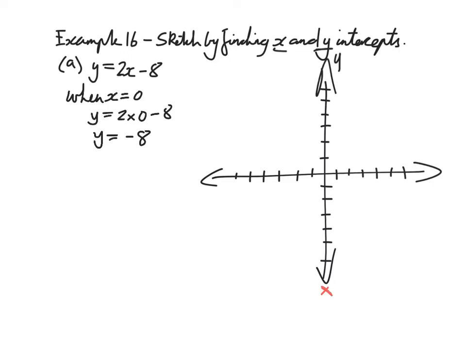So it's going to go through down here somewhere. I haven't drawn it large enough. Okay, there's another line in there, that's -8. And I'm going to go minus 8 there just to remind myself. So the line's going to go through the axis at that point.